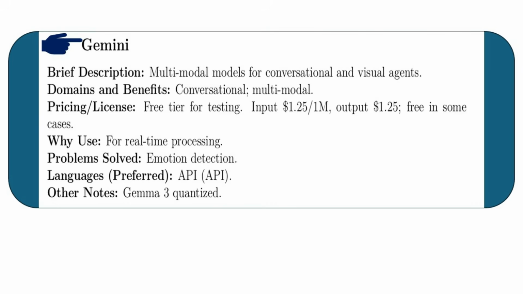Gemini, multi-modal models for conversational and visual agents. Conversational domain area gets benefited with multi-modal. It has a free tier for testing. Input $1.25 per 1 million. Output $10. Free in some cases. It is useful for real-time processing and resolves emotion detection. The coding to interact with this is API methodology and it is Gemma 3 quantized.